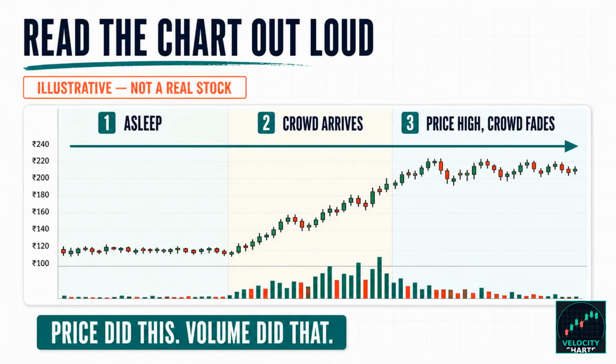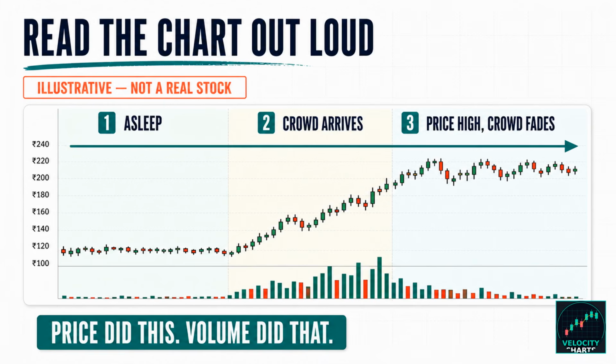Let's actually read one out loud like a sentence. Left side around date range. Price sits flat near price zone. Volume bars are short. Translation, nobody's interested. The stock is asleep. Middle, price steps up. Volume bars get taller at the same time. Translation, more people showed up and they were willing to pay more. Right side, price is still high, but the volume bars shrink back down. Translation, the crowd left. The price just hasn't reacted yet. That's a reading. No pattern name, no indicator, just describing what the register says.